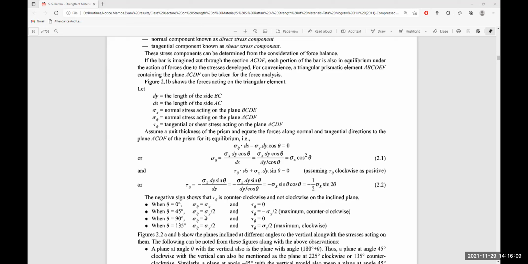So sigma theta is plus sigma x by 2, and tau theta is minus sigma x by 2, which is maximum and counterclockwise in orientation. When theta is equal to 90 degrees, we put cos theta equal to cos 90 degrees, which is equal to 0. So sigma theta will be equal to 0.